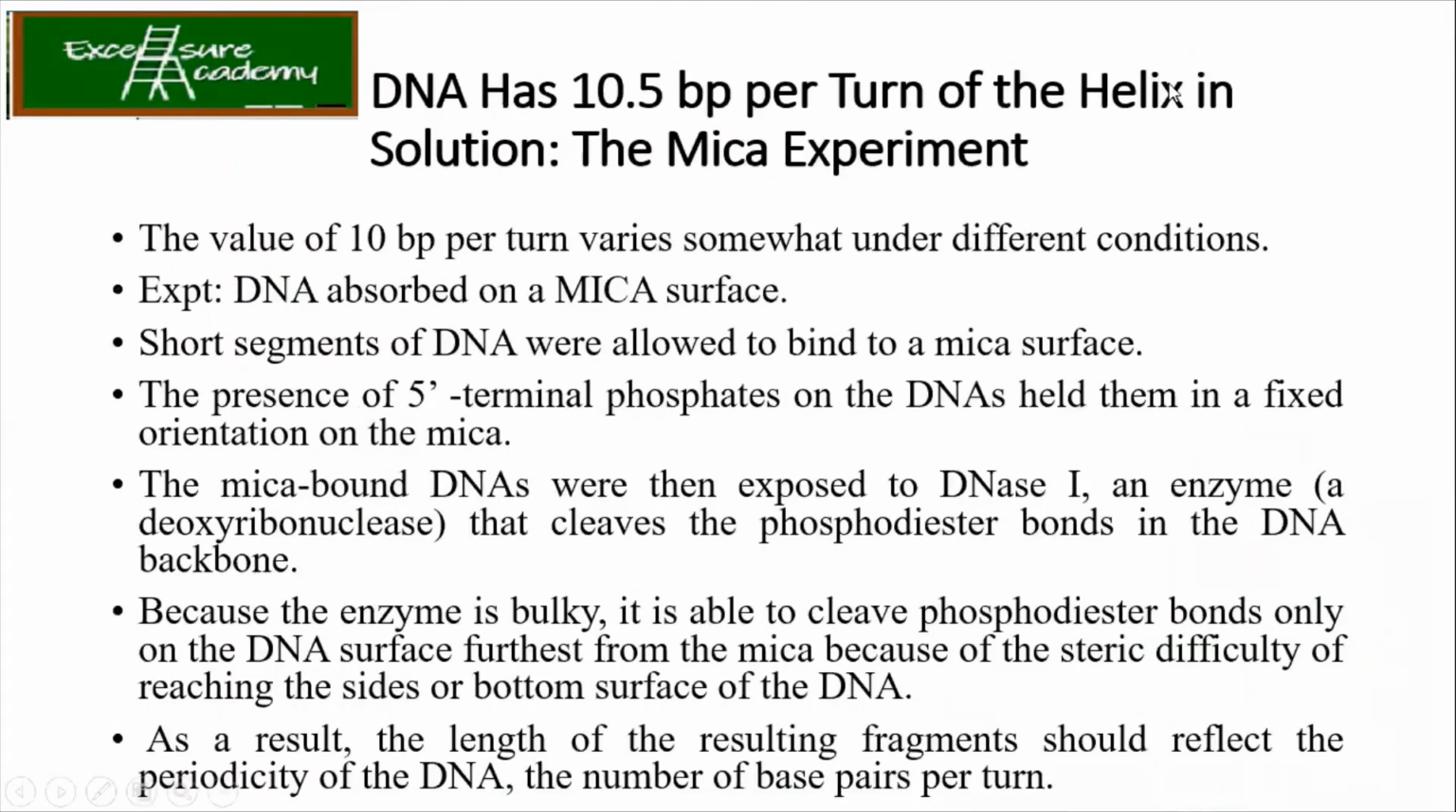Now the question is how it was determined that the DNA helix has 10.5 base pairs per turn of the helix. This was done with the help of an experiment. In the experiment, people took a mica surface and put DNA on the surface. Because of the charges present on the DNA backbone, it binds to the mica surface.